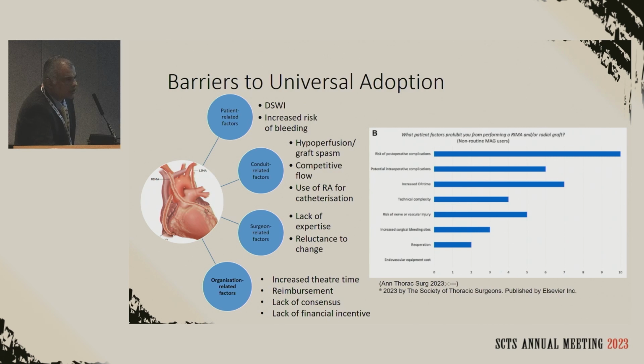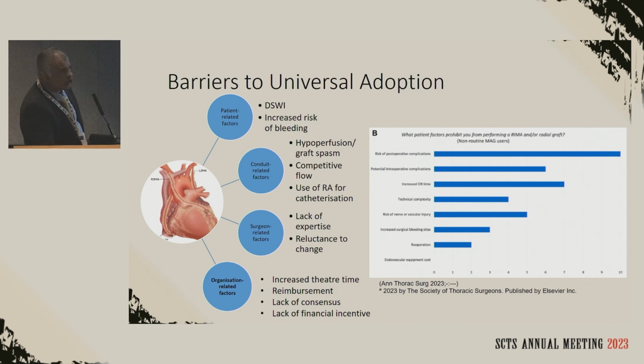Radial arterial grafts are generally not available for at least 3 months if they've been used for catheterization by our cardiology colleagues. Then there are surgeon-related factors, and I think these are the most important factors in my opinion. If you lack expertise, if you've never been trained to use an arterial graft, you're not going to use an arterial graft. And also, sadly, a lot of us are dinosaurs. We are reluctant to change. We're not going to change our practice no matter how much evidence is out there.